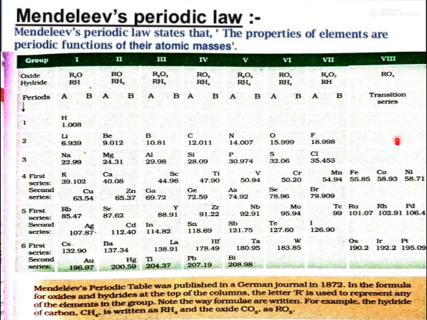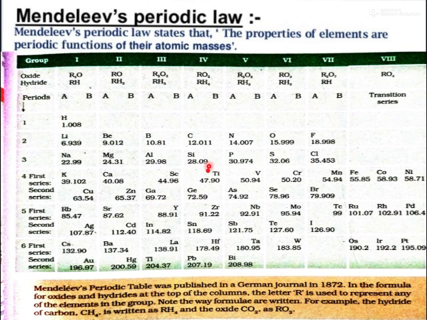This one is known as Mendeleev's periodic table. In this table, he arranged the elements into groups, like this one is a group, this one is a group, and he named them 1, 2, 3, 4, 5, 6, 7 and 8. So there were 8 groups in Mendeleev's periodic table.